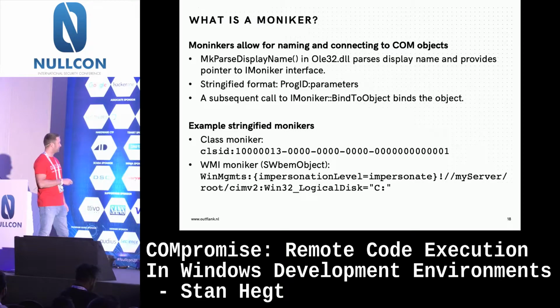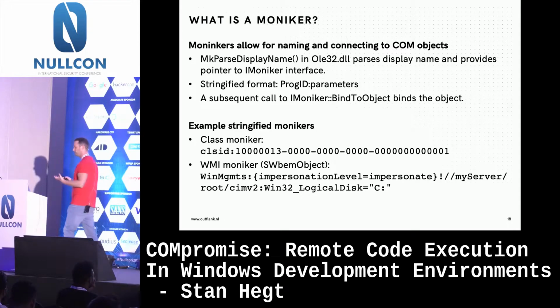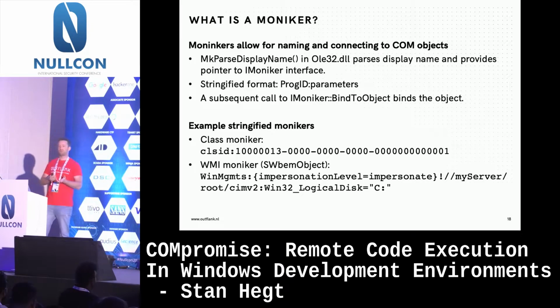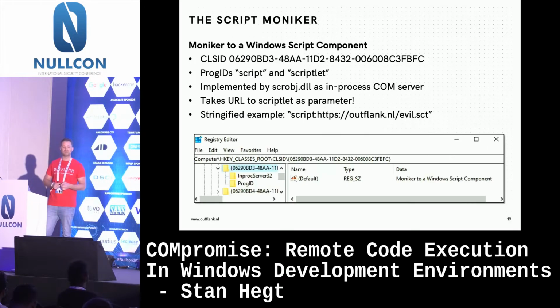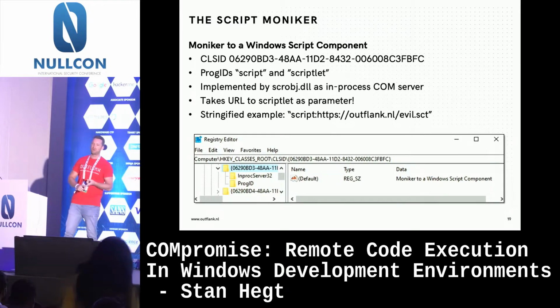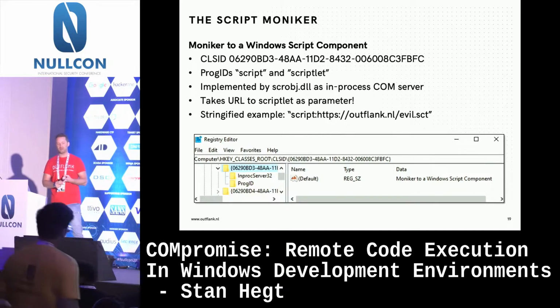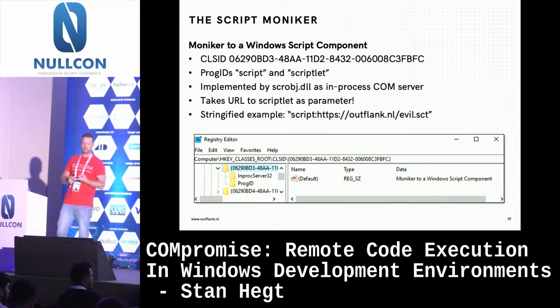So for example, this moniker will provide you an object pointing to the C drive with the impersonation level turned on. There are all kinds of monikers, but the moniker we are interested in for successful exploitation is the script moniker, sometimes also called the scriptlet moniker. If you are familiar with the work of Casey Smith, Subtee, or Matt Nelson, then you might have heard of the scriptlet moniker before.